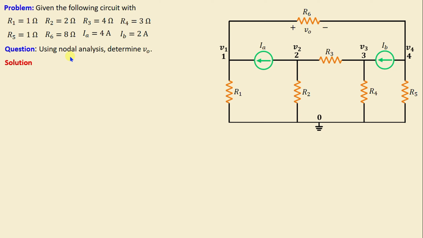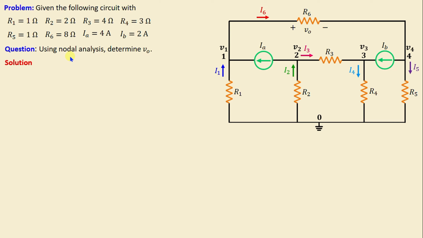Now let's assign arbitrarily the currents in each branch. I will consider I1 is the current in the branch through the resistor R1, I2 is the current through the resistor R2, I3 is the current through the resistor R3, I4 is the current through the resistor R4, I5 is the current through the resistor R5, and I6 is the current through the resistor R6.